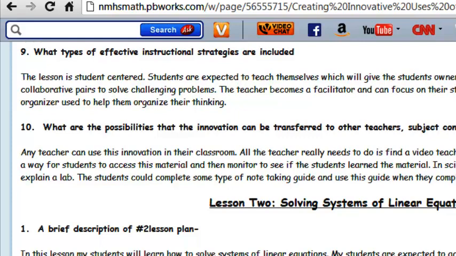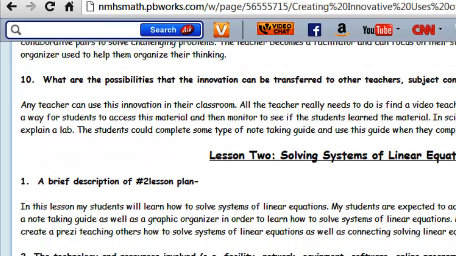Effective instructional strategies. It's student-centered. Students are expected to teach themselves. It gives them ownership for their learning. They work in collaborative pairs to solve challenging problems. The teacher becomes the facilitator. And graphic organizers help us organize our thoughts. It helps us look back and see, oh yes, I have to do this next. This is my next step. So it really keeps them focused and organized.